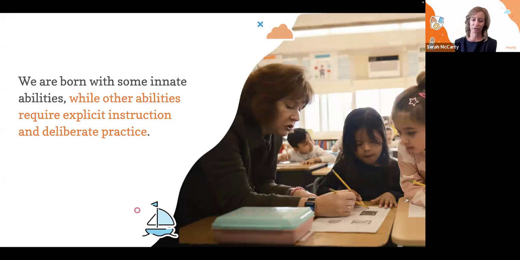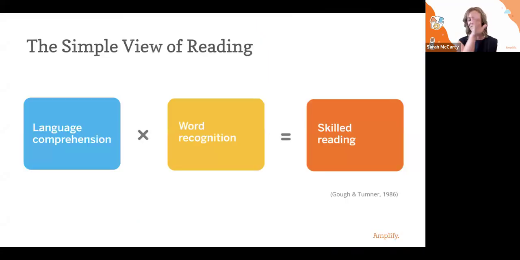Through your exploration and your professional development, it will become very evident that reading does not come naturally to us. We're born as humans with some innate abilities, while others require explicit instruction and deliberate practice. And that's reading. It just doesn't occur naturally. You'll find that these two skills here, in the simple view of reading, language comprehension and word recognition, literally have to work in concert in order for our students to be skilled readers.